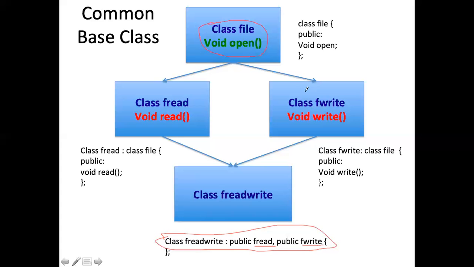So now if I give a call to open, how can I do that? और अगर मैं डायरेक्ट कॉल करता हूँ open को, तो will that be possible or not? Let's say कि मैं fread write का एक instance f declare करता हूँ, and then I say f dot open. What do you think will happen?